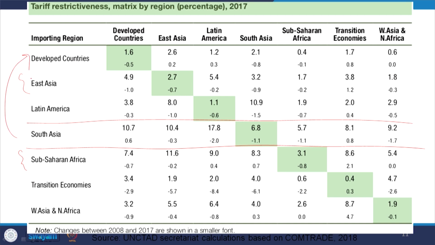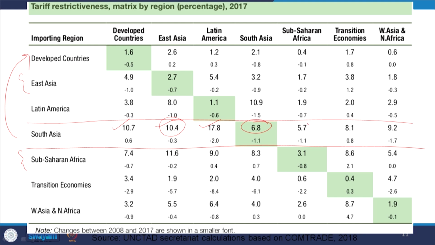Now, looking at the South Asian perspective, for the developed countries their tariff restrictiveness is 10.7%, whereas among the South Asian countries it is 10.4%. Then, where the trade is taking place between the Latin American countries, it is 17.8%, whereas for the East Asian countries it is 10.4. For their own South Asian countries, usually they have a huge number of agreements. Therefore, the tariff lines are low, or the restrictiveness is low.